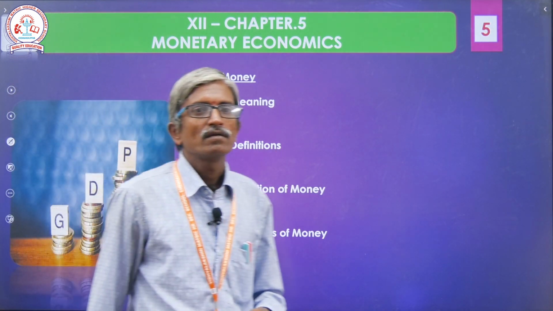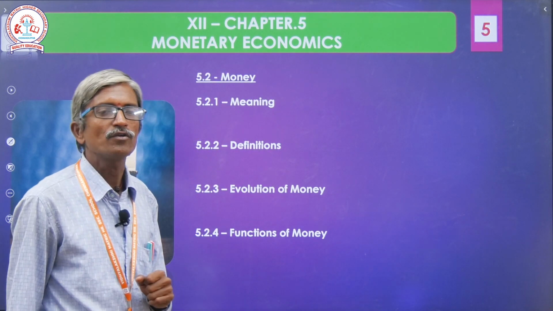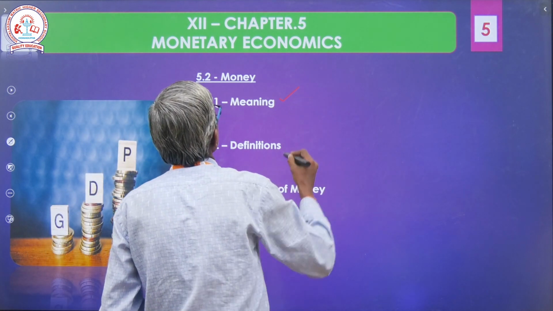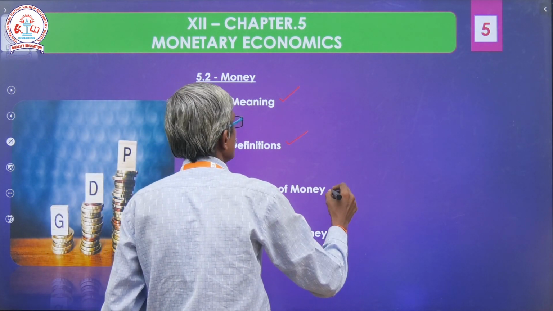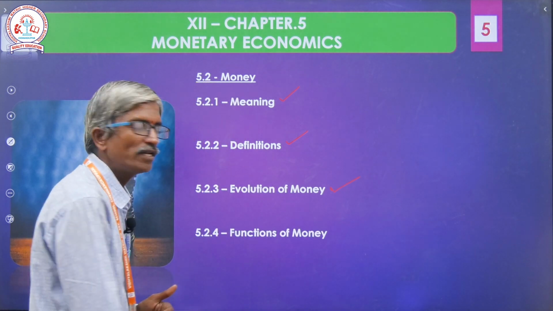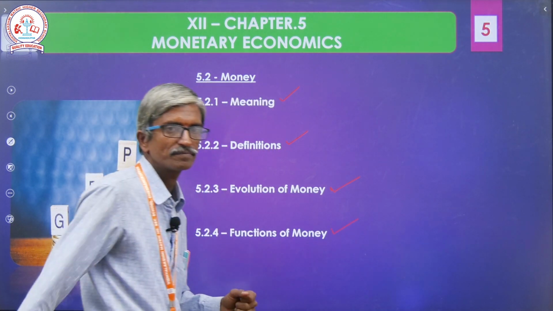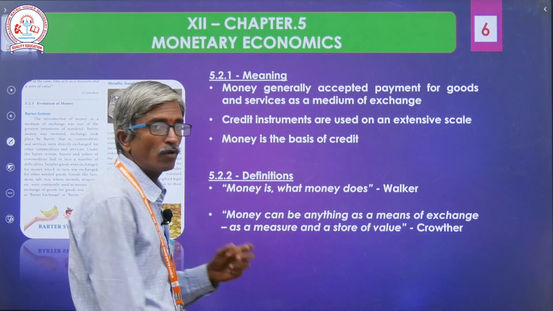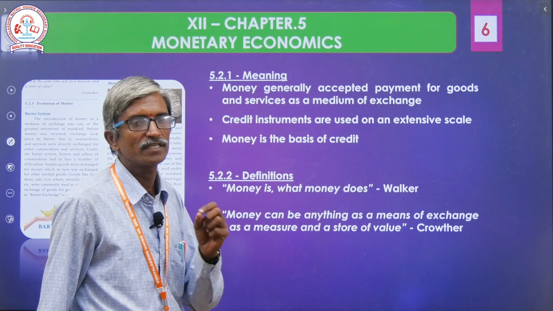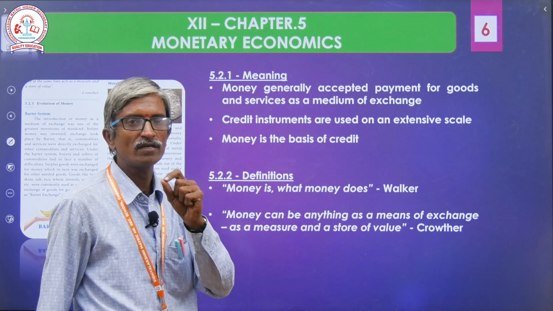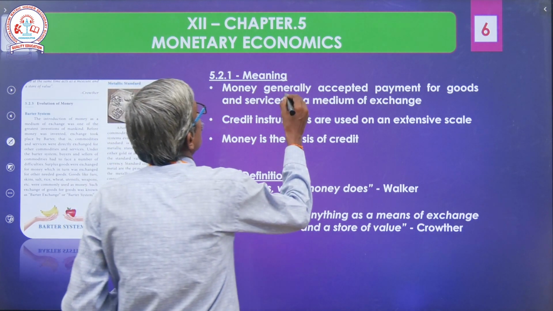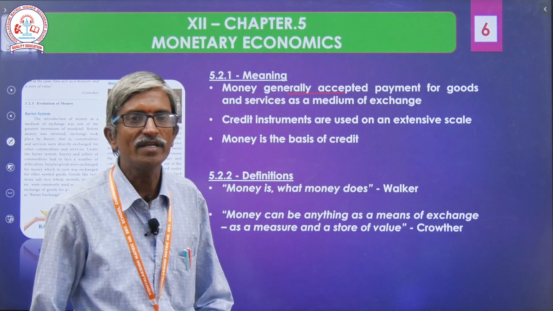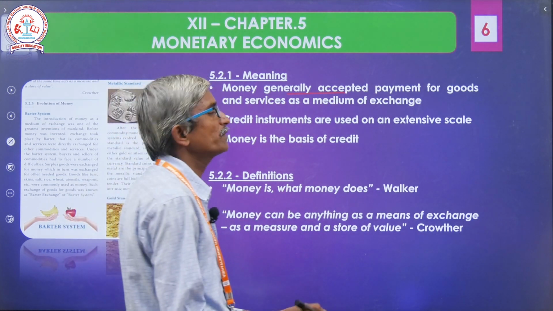Next, money 5.2. Again it is subdivided into 4 important branches: 5.2.1 meaning, 5.2.2 definition, 5.2.3 evolution of money and 5.2.4 functions of money. 5.2.1 meaning. What is this topic exactly? In 5.2 we are going to discuss money. Money is generally an accepted payment. Money is generally an accepted payment for what?